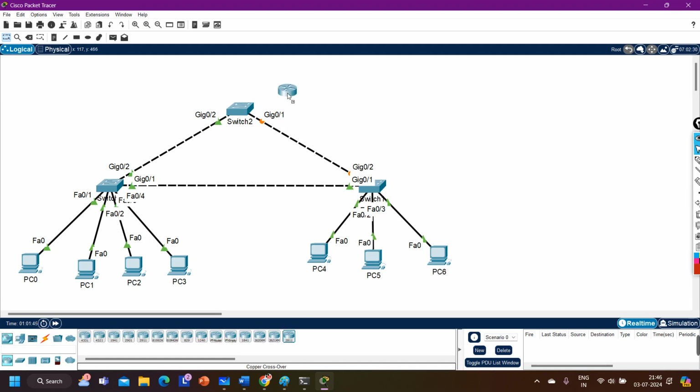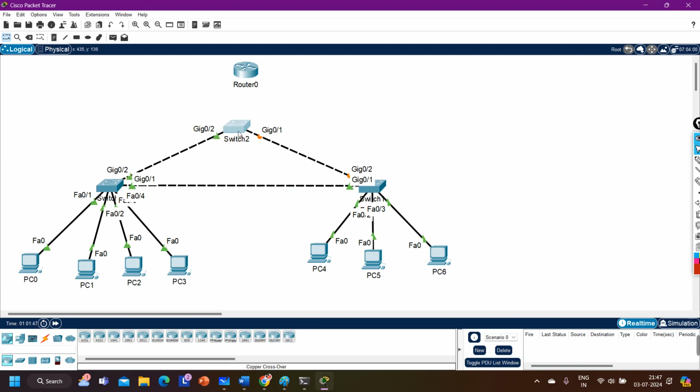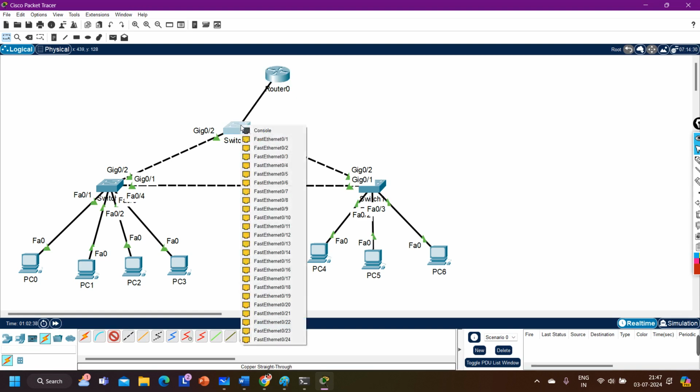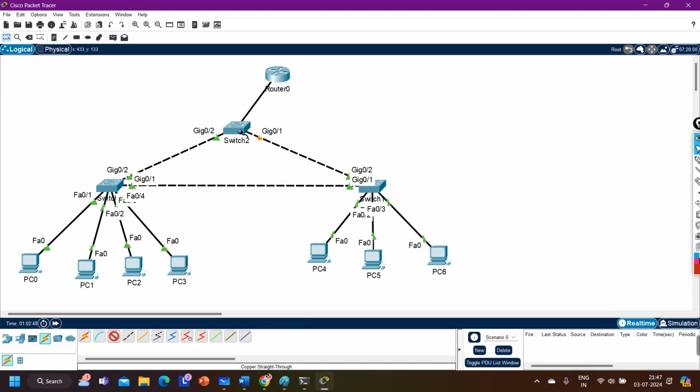Now I have one router here. Which type of cable? Straight through or crossover? Straight through. Okay. Let me connect it 0/0. Which port? Fast Ethernet? No.